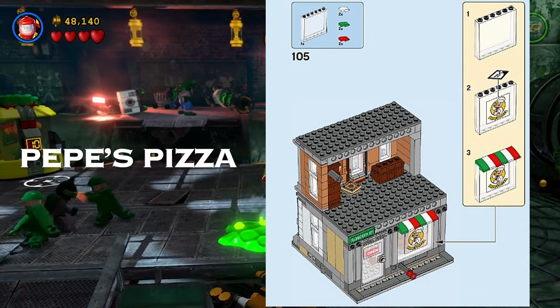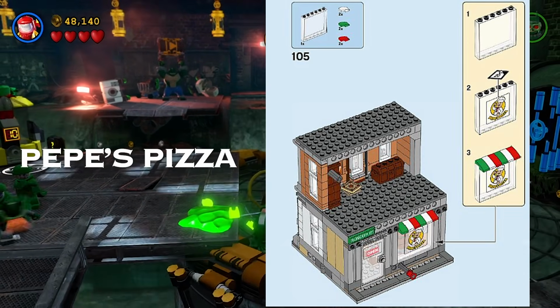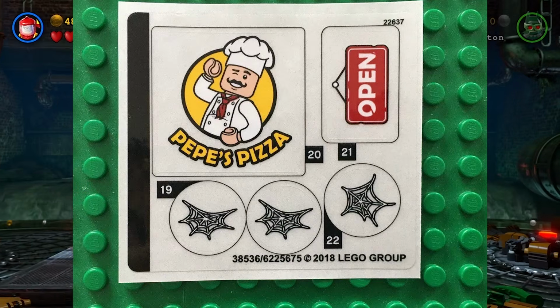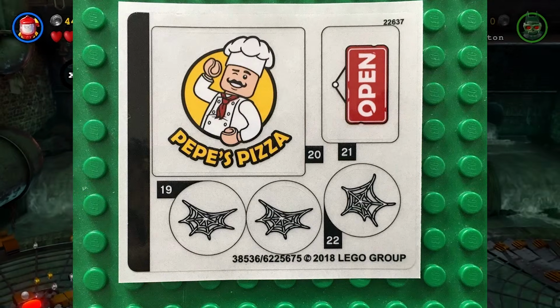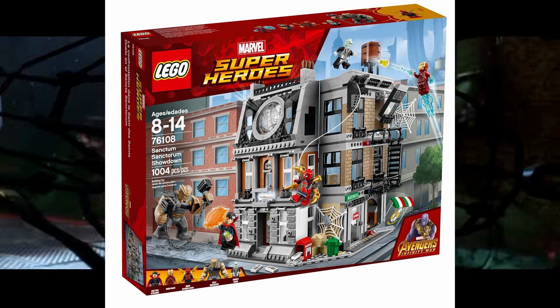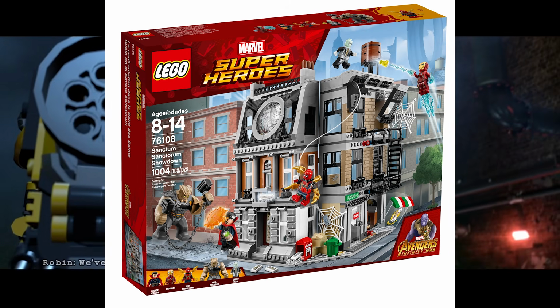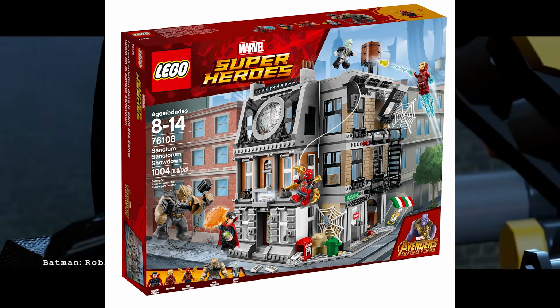Pepe's Pizza. The pizza shop in the Sanctum Sanctorum Showdown set is called Pepe's Pizza. Pepe's not actually included in the set, but he is seen on a sticker. The set also implies that Peter Parker's apartment is above Pepe's Pizza, but this is inaccurate to the MCU.